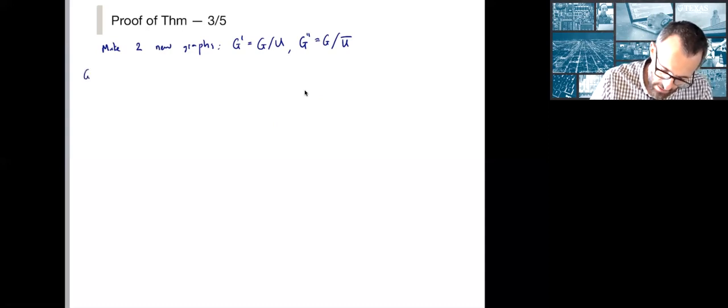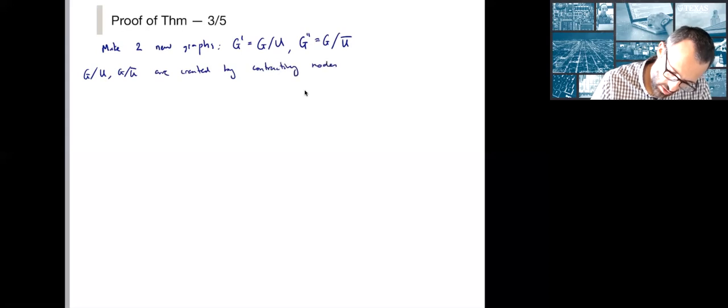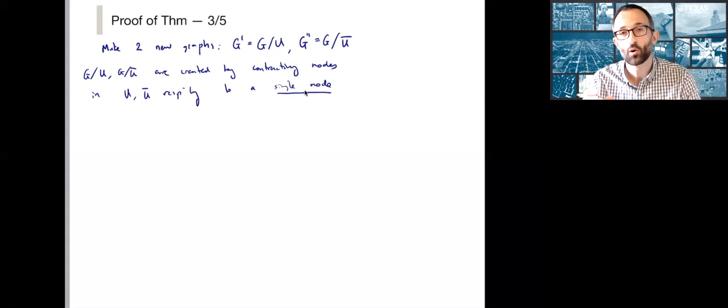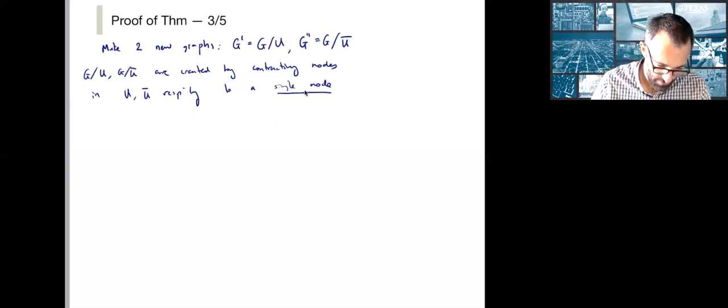Again, G U and G bar U are created by contracting nodes in U or U bar respectively to a single node, but I'm going to keep all of the edges because I want to keep a correspondence between all of the edges that were not contracted and the rest of the graph. And keeping all of the edges.